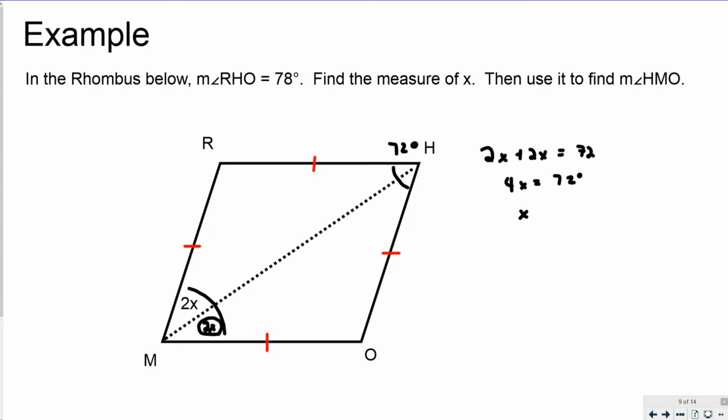So x equals 18, which means then I could substitute this into the expression for HMO. So angle HMO equals 2x. So I can substitute that into the expression. And so angle HMO is equal to 36 degrees.